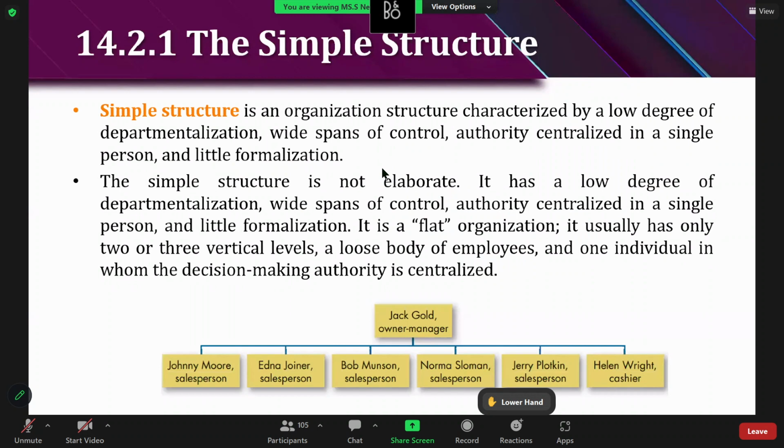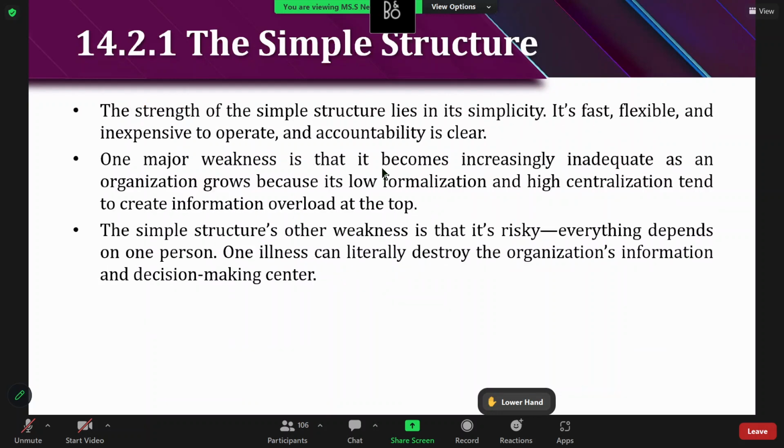So this is maybe suitable for a small organization, maybe having one manager and 10 different employees. But when the organization grows, increases in size, this might not be suitable, because the low formalization and high centralization is not suitable for the larger organization. So another weakness of simple structure is that it's risky because every decision is made by one person.